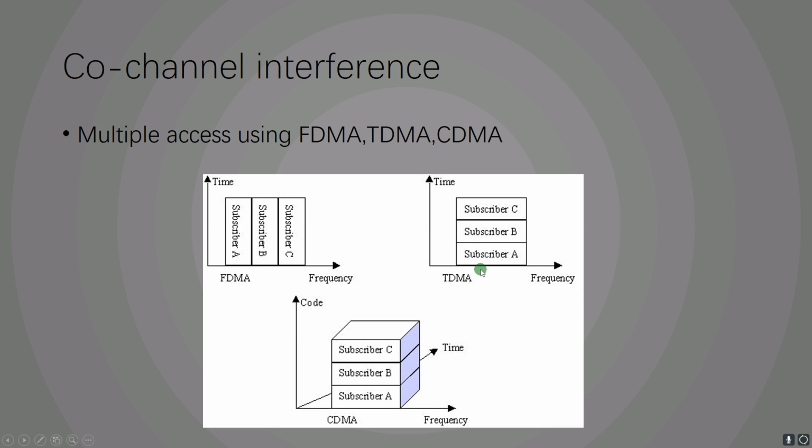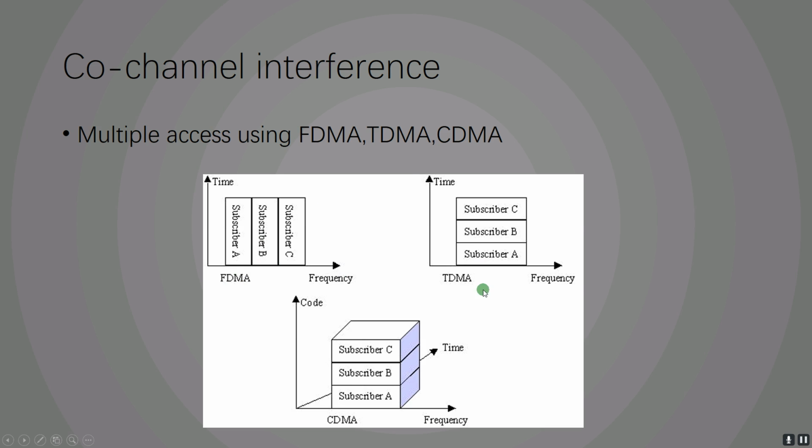But in a real system, you have so many limits. You have frequency limits, time limits, and code limits. So we use multiple access. The first is frequency division multiple access. We divide the frequency into different parts, and then use these frequencies to transmit signals.